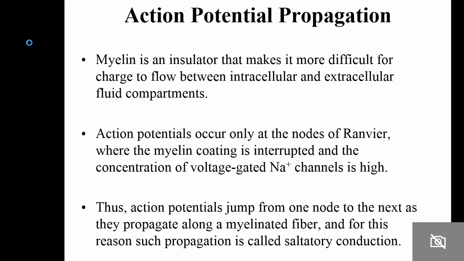So, action potentials occur at the nodes of Ranvier. What the heck does that mean? Okay, so let's take a look at this real quick. Let's go back to this neuromuscular junction idea. We're going to keep coming back to this. So we have a motor neuron. This is the neuromuscular junction here.